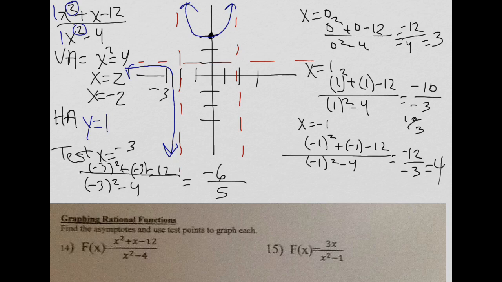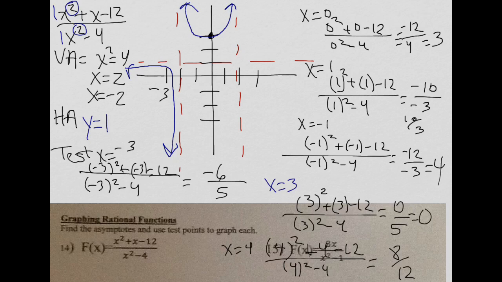Okay, last one, on the right side of that red dotted line. Let's choose 3 as our test point. When I check 3, I get an answer of 0, so it's right on the x-axis. That's not helping us too much. I decided to try 4. When I plugged in 4 here, I got 8 over 12. So it is positive, but it's not going to pass that red horizontal asymptote. So this is what the graph should look like.